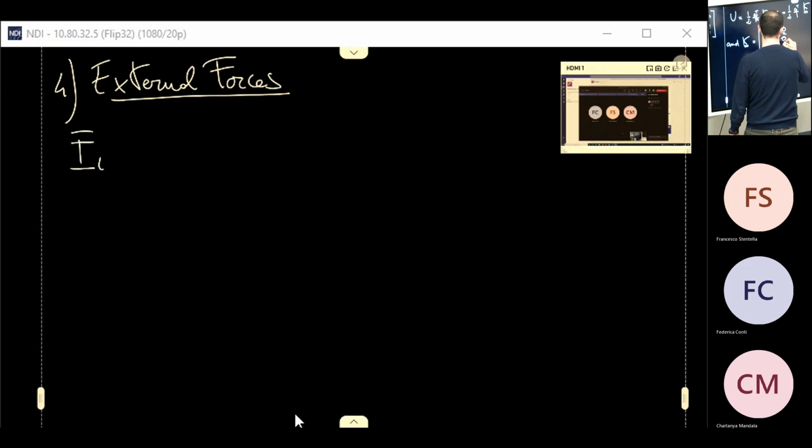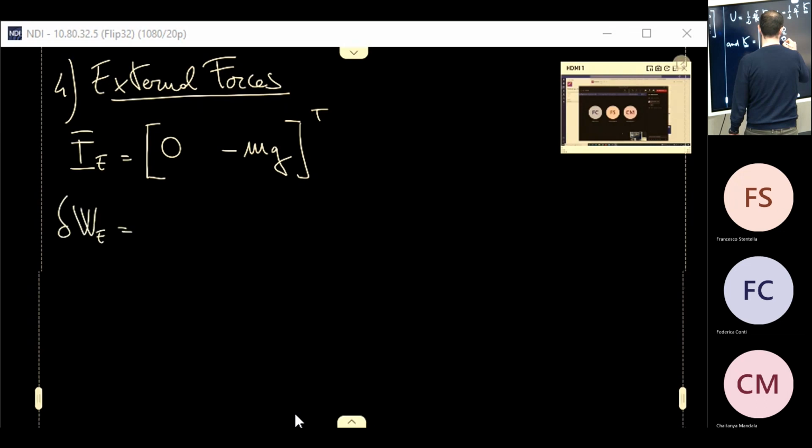So our vector of external forces can be written as follows. Okay. So we have a force equal to minus mg, where m is the mass of the body, applied in direction 2, so transverse, in the negative sense. Now, if you remember, the virtual work of external forces could be written as follows.